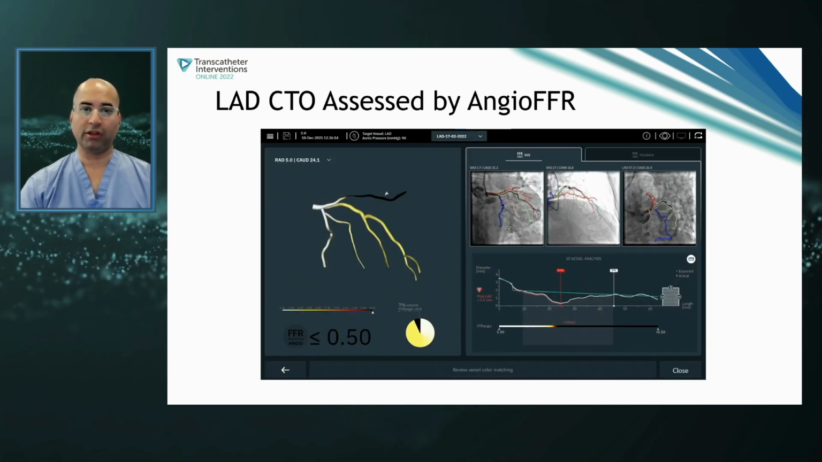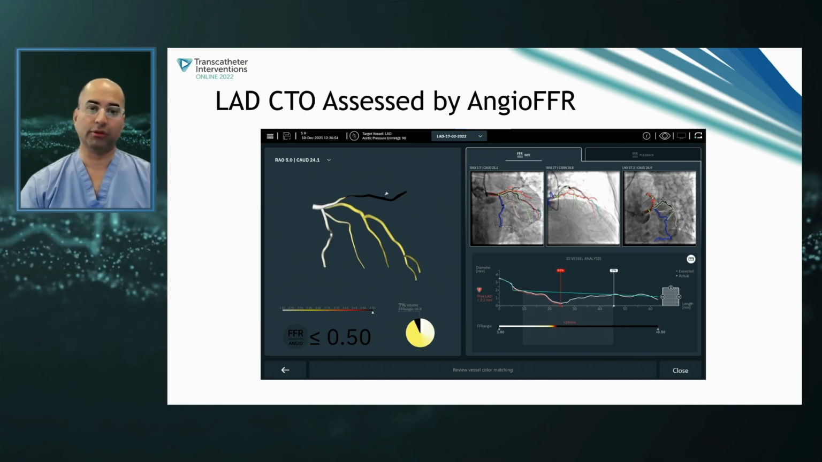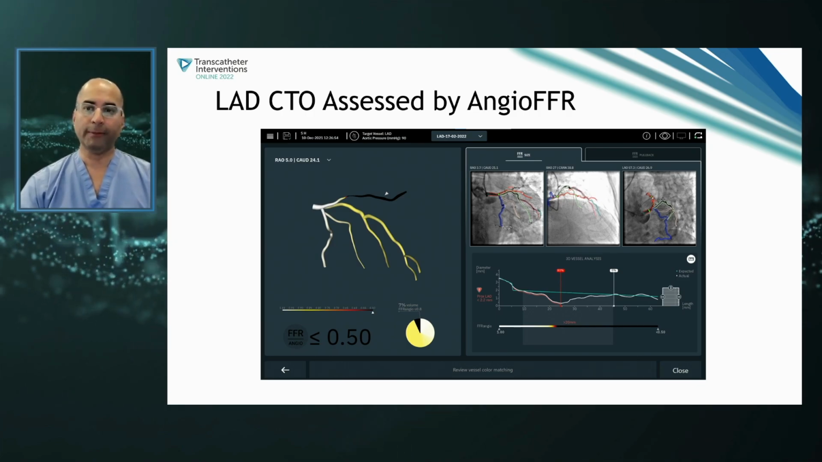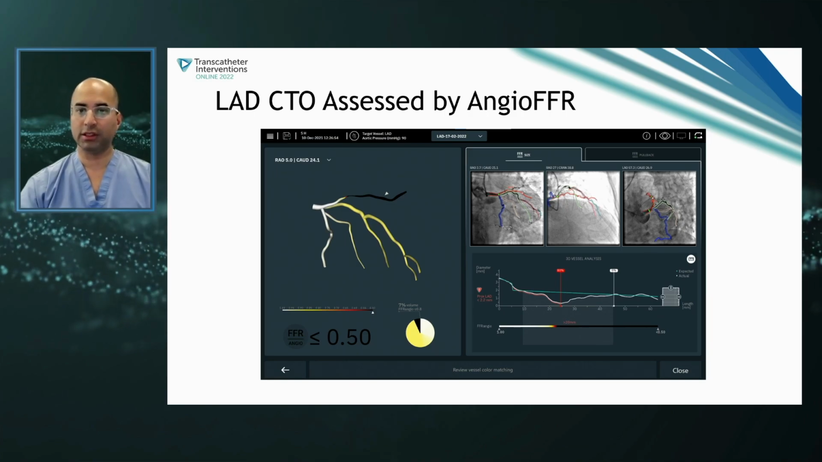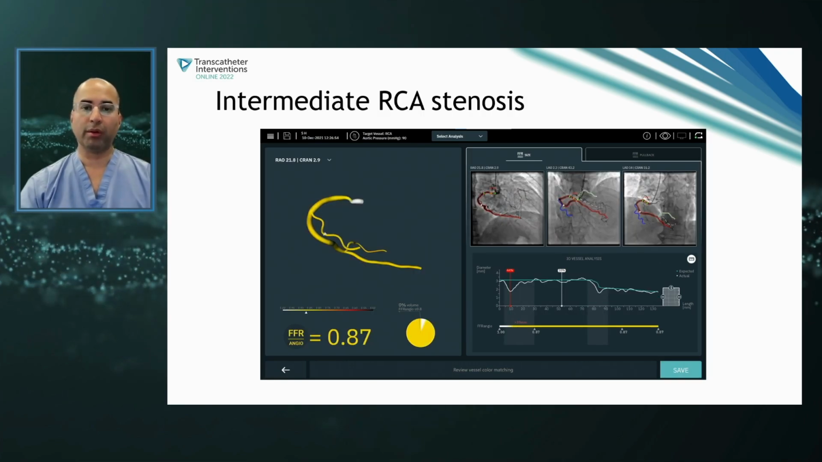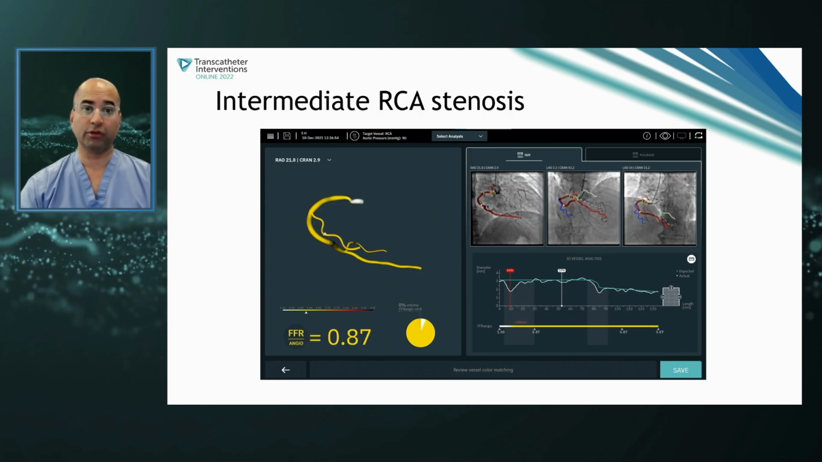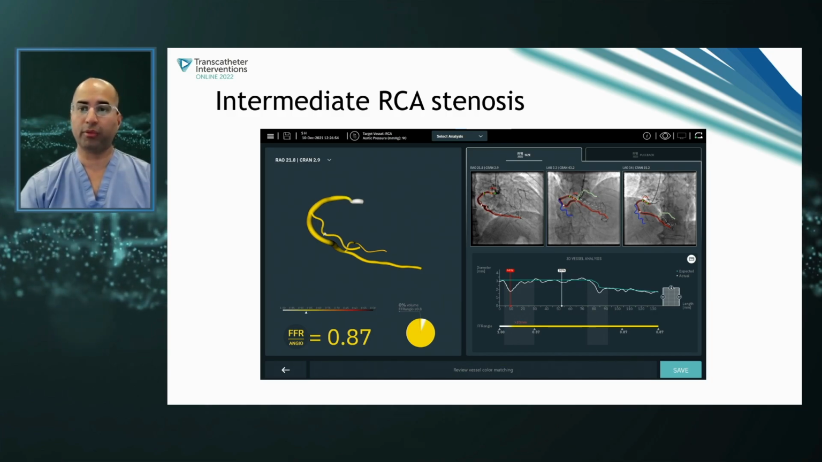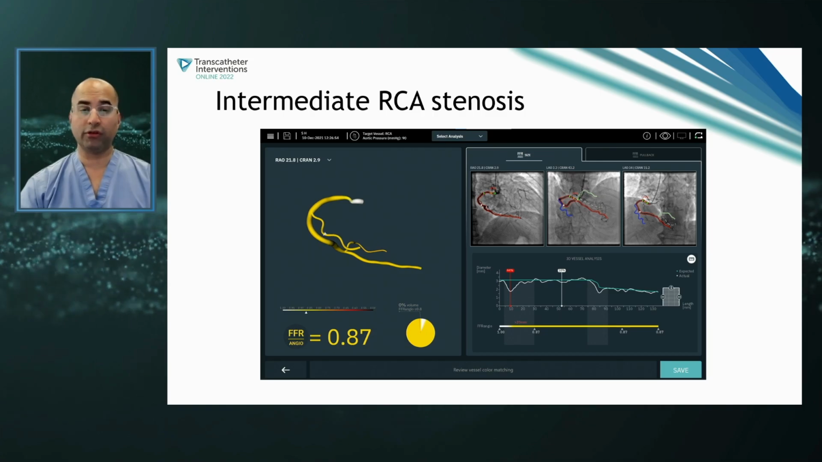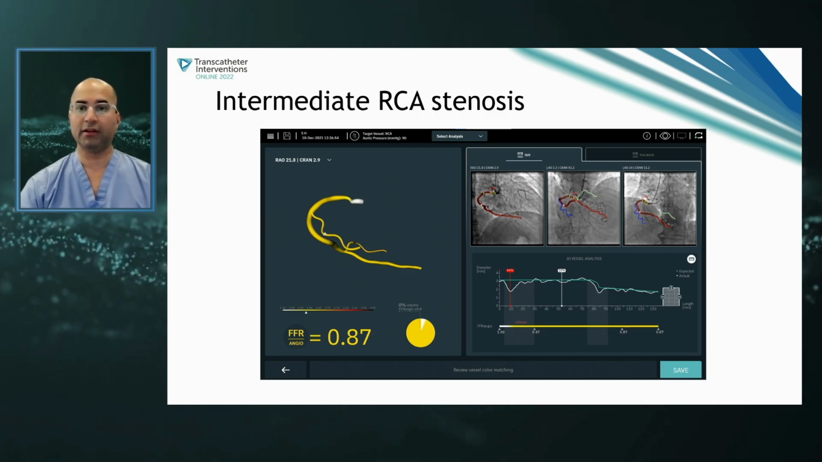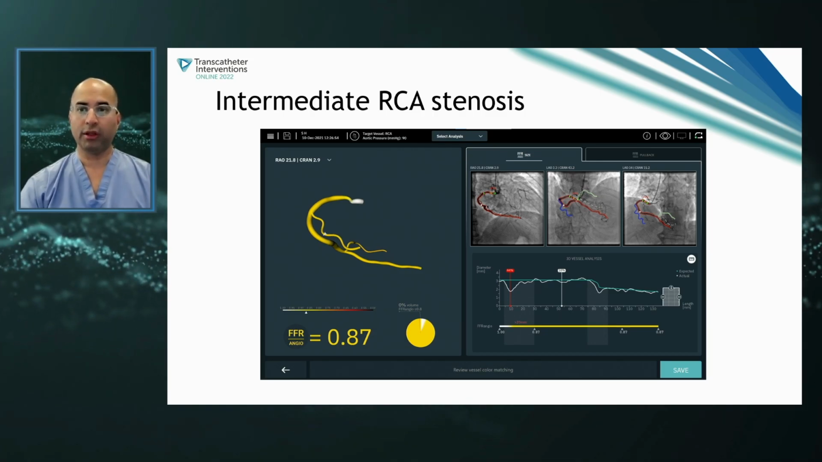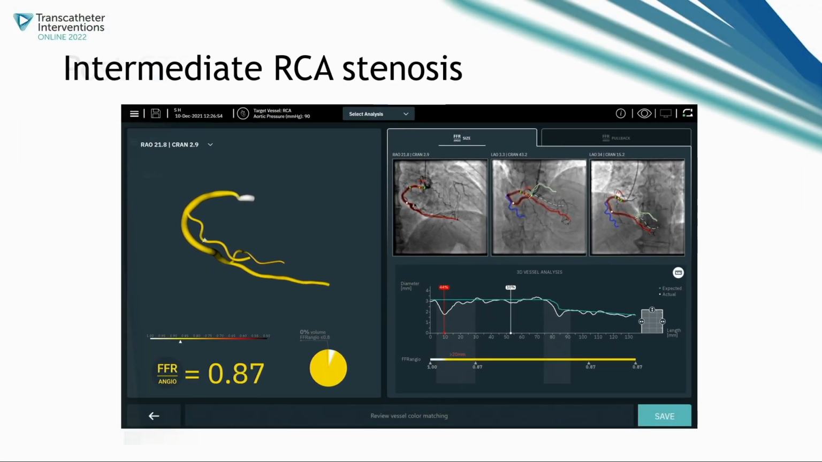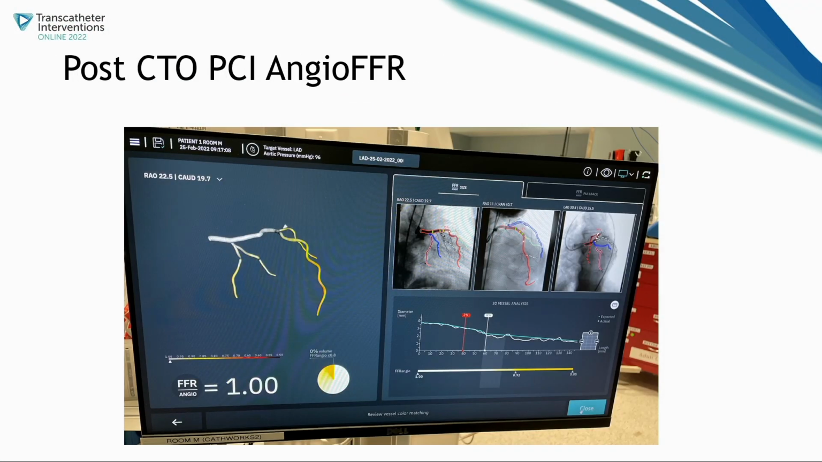What we showed here is that the FFR of the LAD, which was occluded, was less than 0.5. But more importantly, there was disease in the right coronary as well, which was intermediate. And by using this angiographic-based technique, we were able to get a read that the physiology was okay. There was a lesion in the right, but the FFR by angio was 0.87. And what we ended up doing is successfully opening up the LAD CTO, and then we did a post FFR on that, demonstrating actually, incredibly enough, that there was normalization of the FFR post, which was 1.